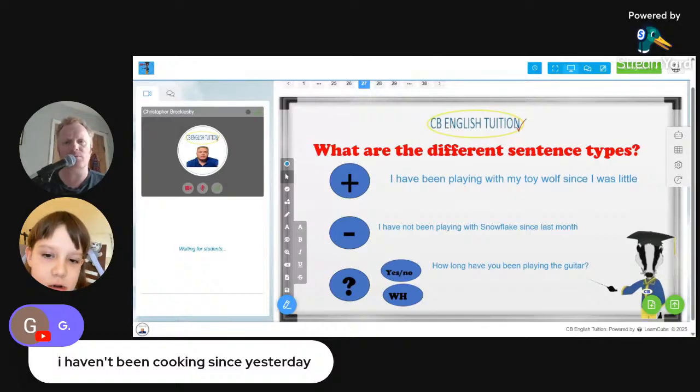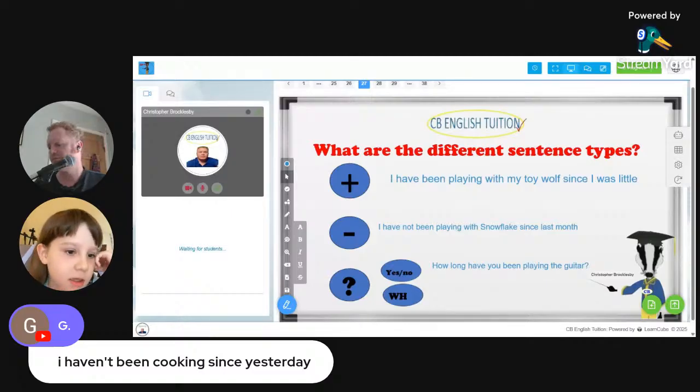I've just realized we've made a mistake. Do you know what the mistake is? Well, your yes/no question. Is it a yes/no question? A yes/no question is a question which you can answer with the word yes or no. So you say, how long have you been playing the guitar? I say yes. Is that good or strange? So it's not a yes/no question. What do we have to do? It's a WH question, so we have to move it.